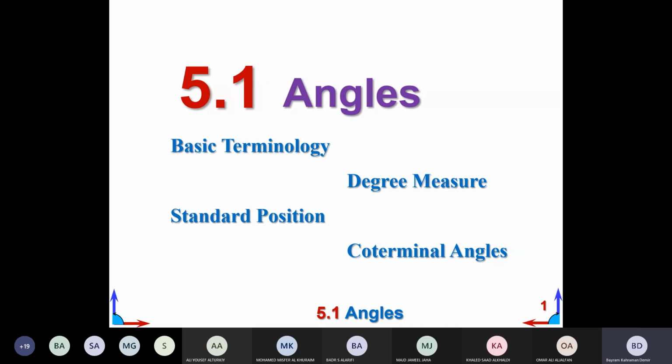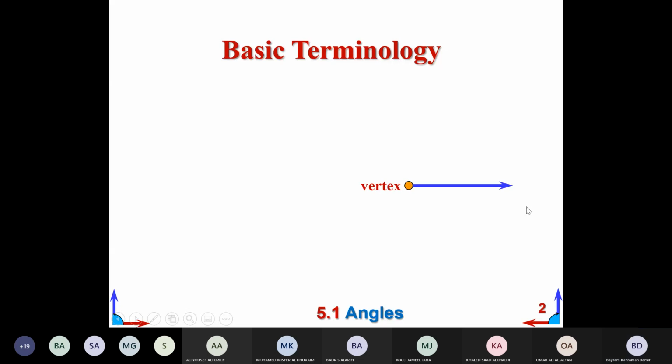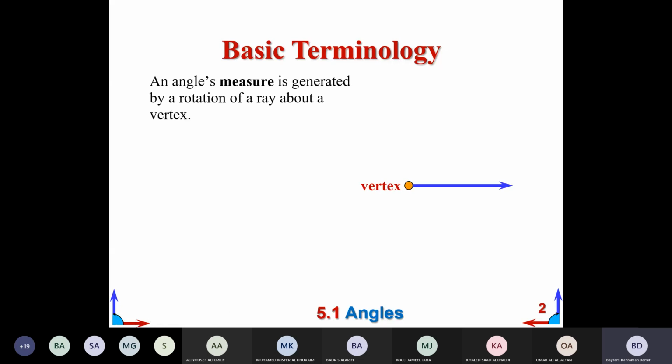So if somebody asks you what is the angle, Shabab, the angle is basically the rotation of a ray about the vertex. So in the picture, you see the ray, Shabab. Ray means it's just a line starting from one point and going to one side here. So if we rotate this line about the vertex, then you're going to get the angle. So let's rotate it now, Shabab. You see? That makes the angle.